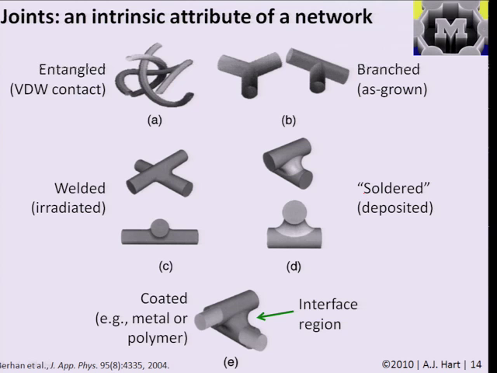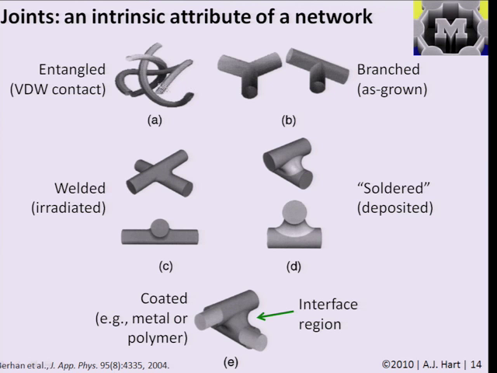So we can break down the types of joints that we might have in a general network into the types that are shown on this slide. For example, if we just have structures that we've essentially thrown on top of each other or grown on top of each other, a lot of the joints might just be due to entanglement. And for example, these entanglements might be brought into contact by van der Waals forces. So we know from ideas of adhesion and attraction that there is some attractive force at these joints.